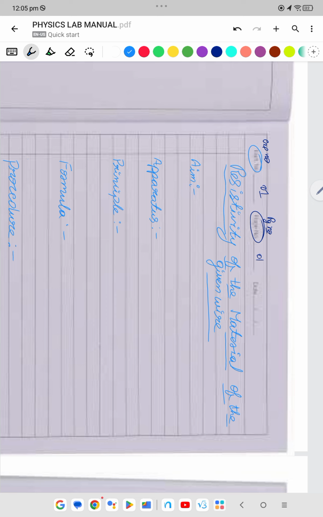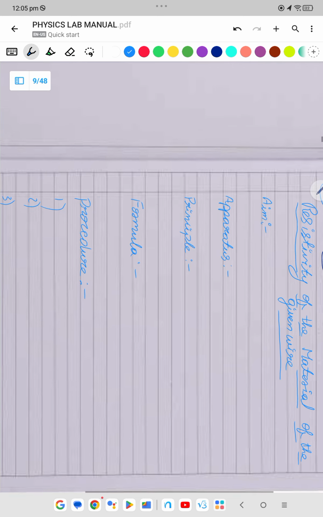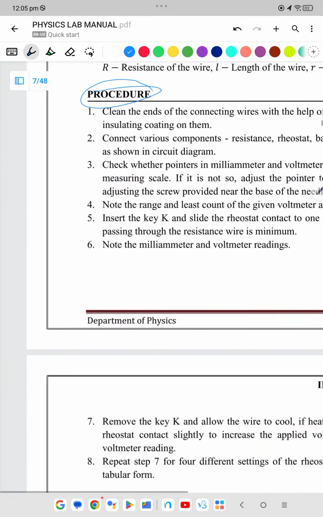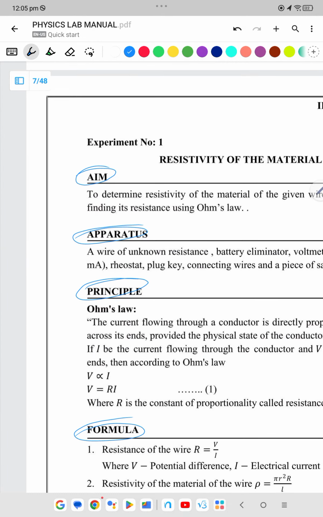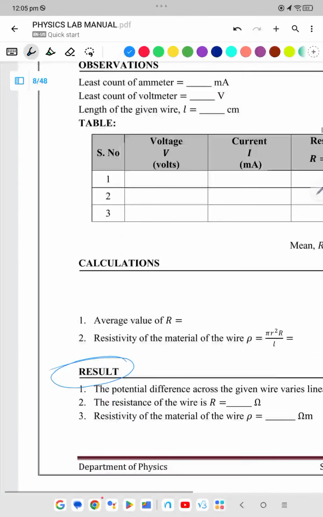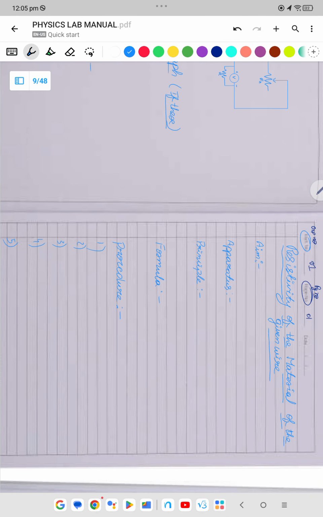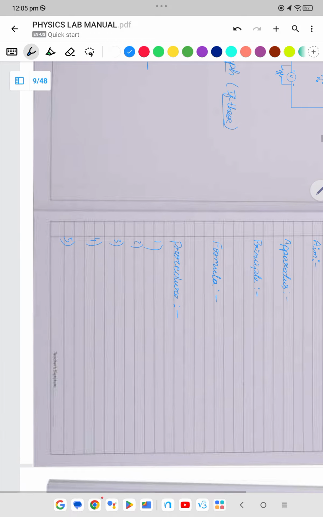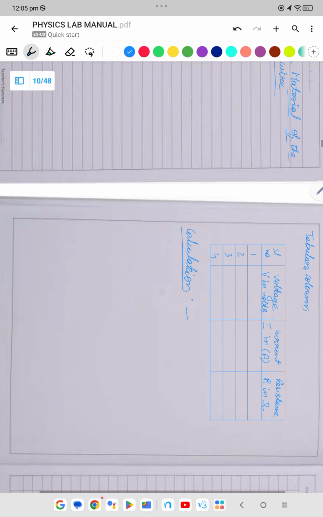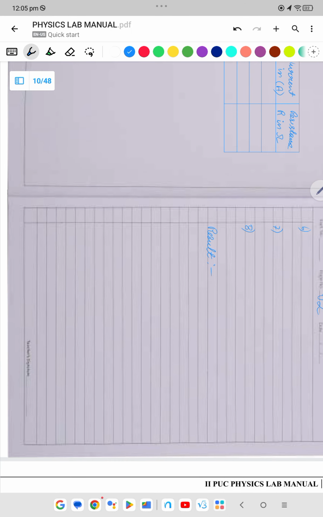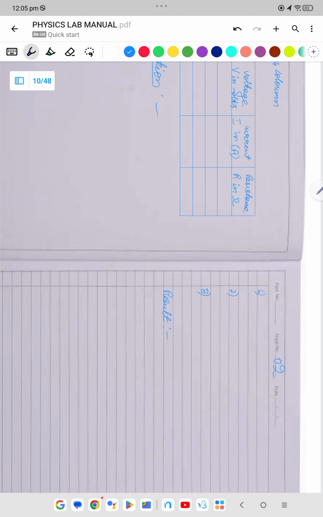After writing down the experiment name, let's come up to the aim. Here it is aim, you have to write down everything. And similarly, apparatus, principle, formula, and procedure. You have to write down all the things which are given in the manual, and the result. Okay, these are the ruled side parts.